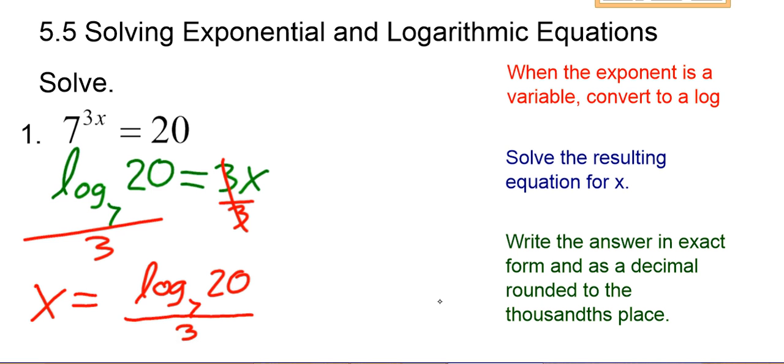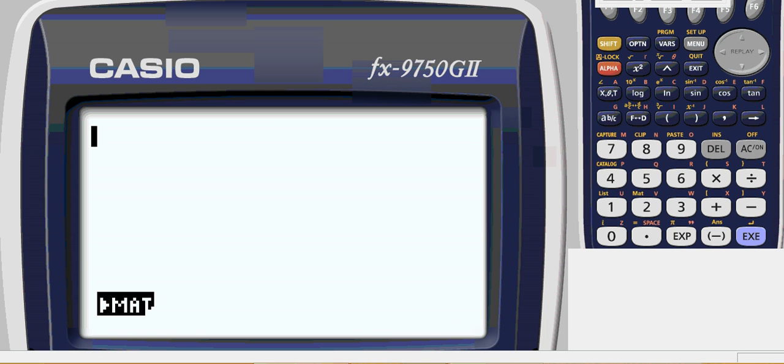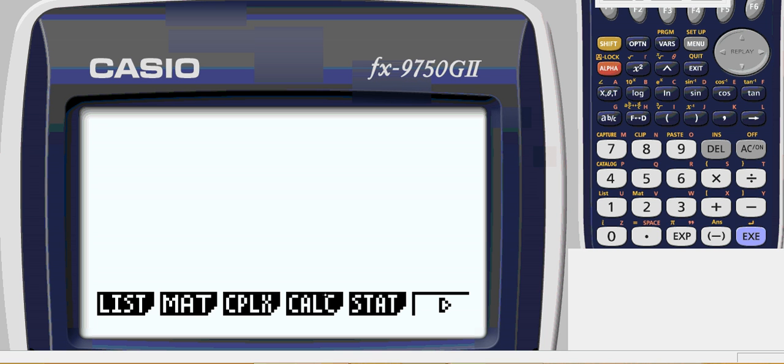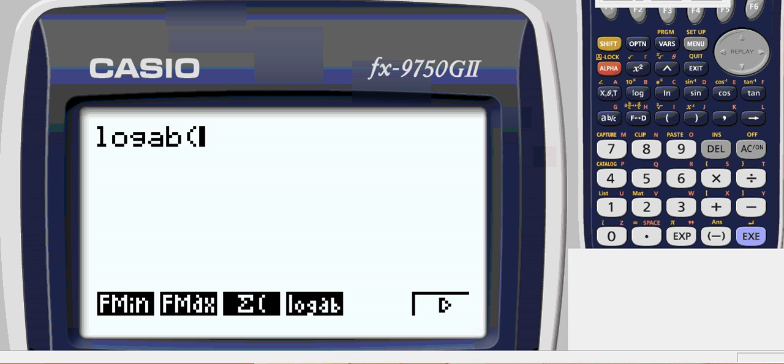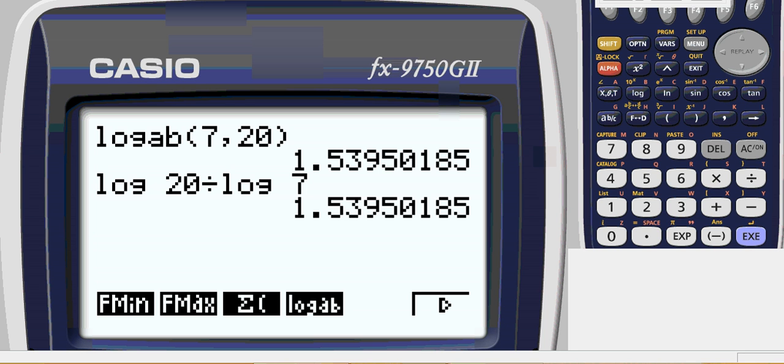But to get it as a decimal, rounded to the thousandths place, we'll pull out our calculator. And we want log base 7, which you can get to by going to option, calc, scroll over to log AB. And you can do base 7, comma 20. Remember, you can do it that way, or you can just type it in as log 20 divided by log 7. Either way, you get the same answer.